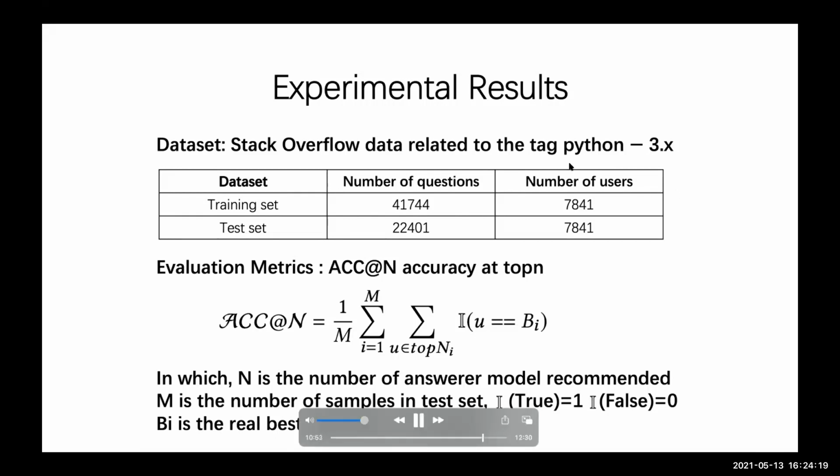As we can see from the equation of accuracy@n, we consider the n users recommended by the model who are most likely to be the best answerers. If there is a real best answerer among them, 1 point is added to the total score. After predicting the best answerers for all questions in the test set, we divide the total score by the number of test samples. After that, we get the results of the experiments.